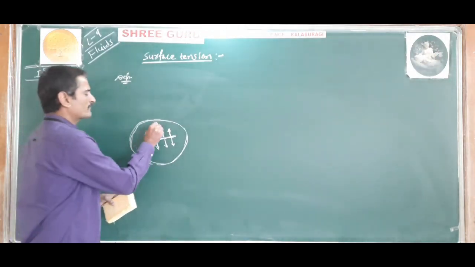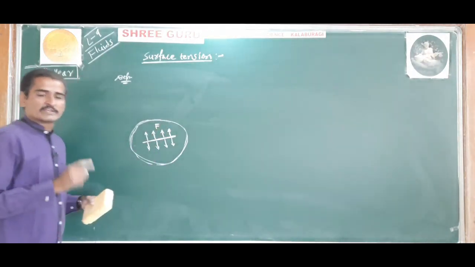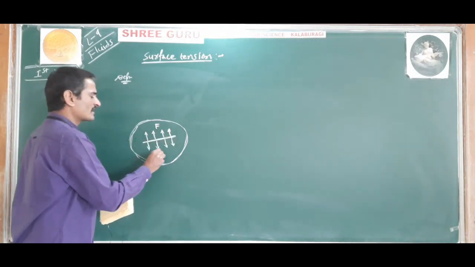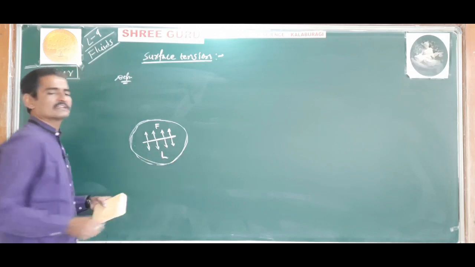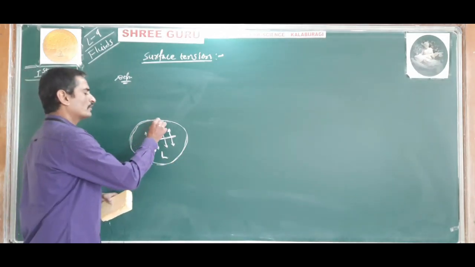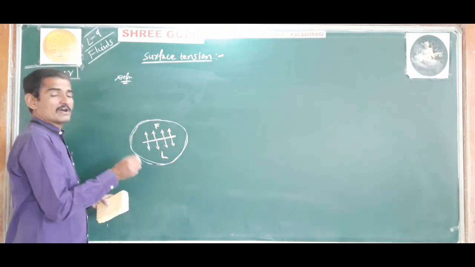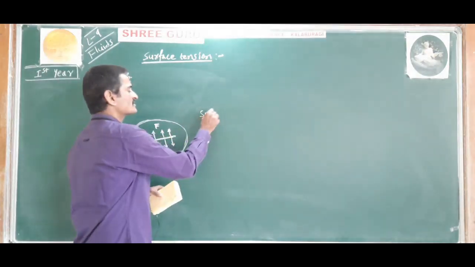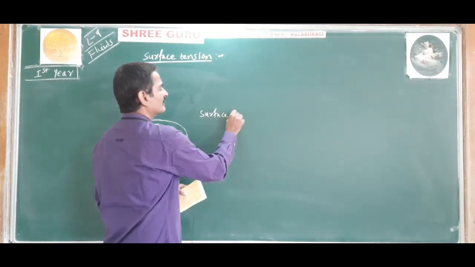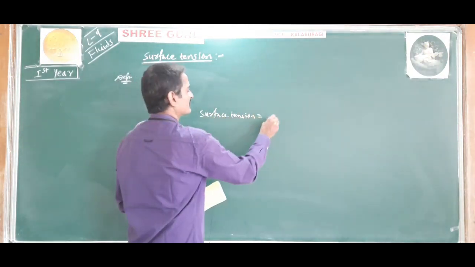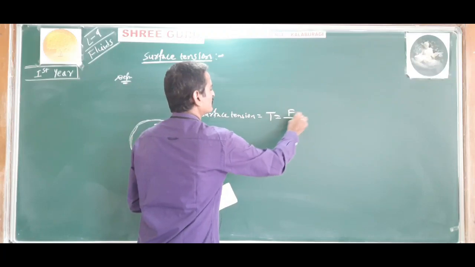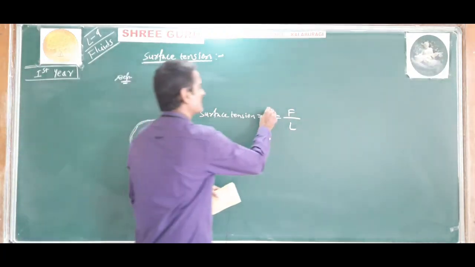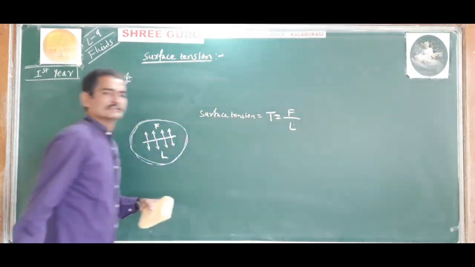That is, if F is the force acting on either side of an imaginary line of length L, then surface tension is given by T is equal to F divided by L. Surface tension is denoted by T. So T is equal to F divided by L.